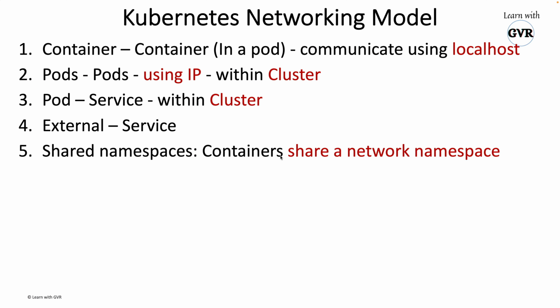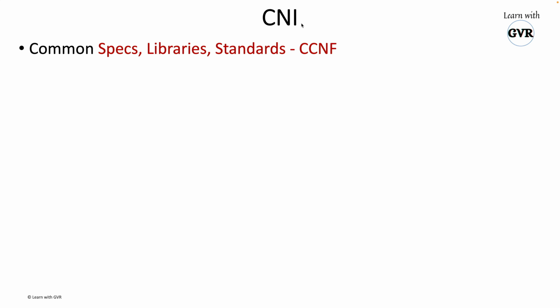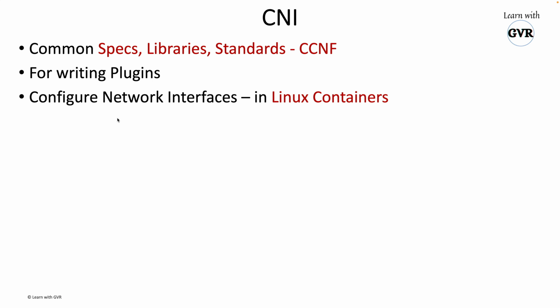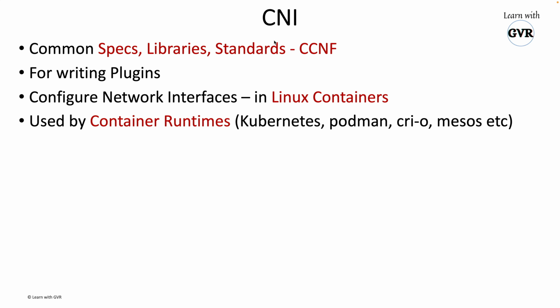Next, in order to implement the Kubernetes networking model, Kubernetes introduced CNI, the Container Network Interface, which is nothing but a common set of standards, specifications, libraries, etc., managed by the CNCF. CNI is basically a common spec for writing CNI plugins. So why the CNI plugins? To configure a network interface. Why? Because containers are Linux based, and Linux containers need a networking interface. That's what CNI will solve.